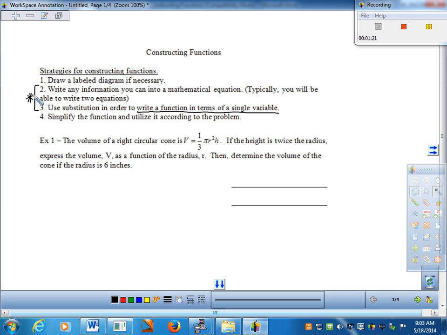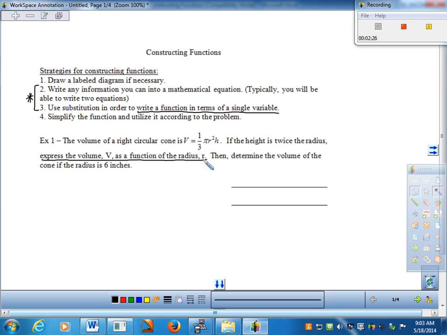Perfect. So right away what I'd have us do, and I'd encourage you to do this as you work independently, is really highlight what the objective is. And so what we're trying to do is express the volume as a function of the radius. So underline that piece right there. That's the function that we're going to construct. Volume will be our output. Radius will be our input.